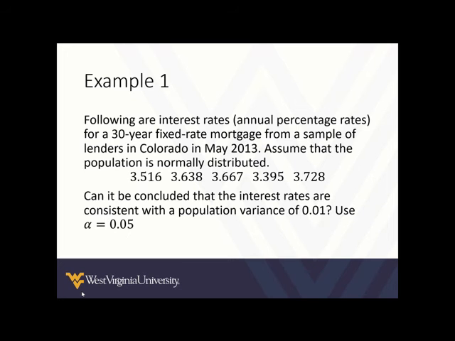So taking a look at our example 1, the following are interest rates, annual percentage rates for a 30-year fixed mortgage from a sample of lenders in Colorado in May 2013. And we will assume that the population is normally distributed. We were given 5 interest rates that range from 3.395 to 3.728. And we want to know, can it be concluded that the interest rates are consistent with a population variance of 0.01? And we're going to use alpha at 0.05.